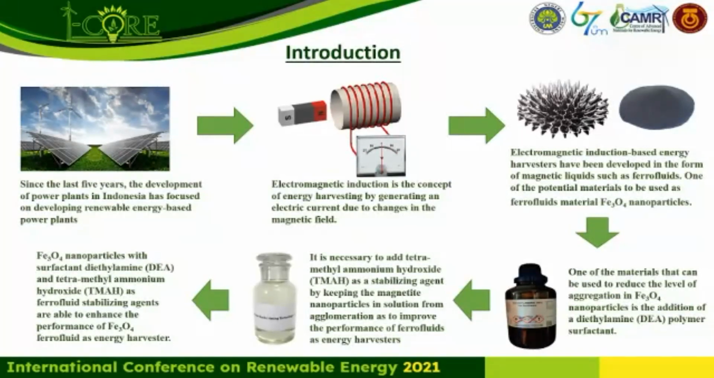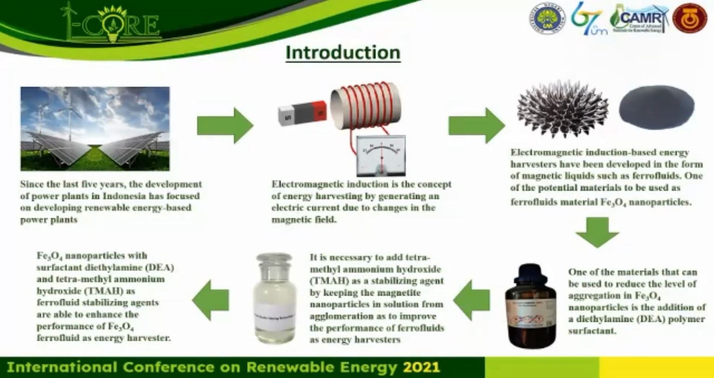Electromagnetic induction-based energy harvesters have been developed in the form of magnetic liquids, such as ferrofluids. One of the potential materials to be used as ferrofluid material is magnetite nanoparticles. The performance of magnetite ferrofluid as energy harvester still has limitations, such as its tendency to agglomerate, which might affect the attraction of ferrofluid with an external magnetic field.